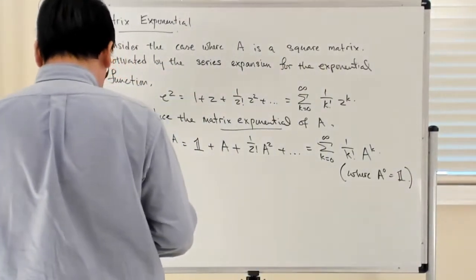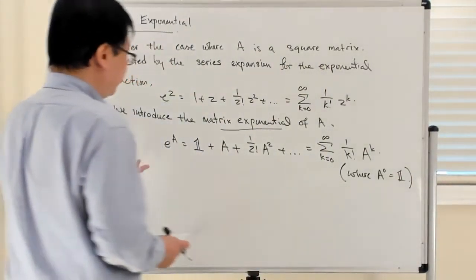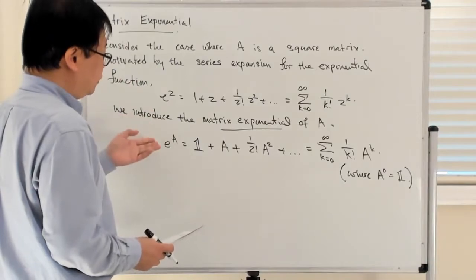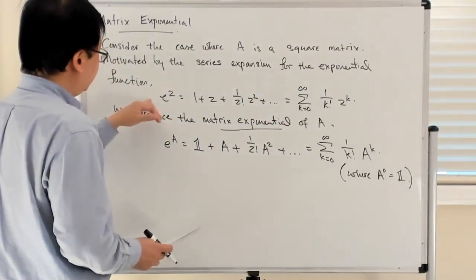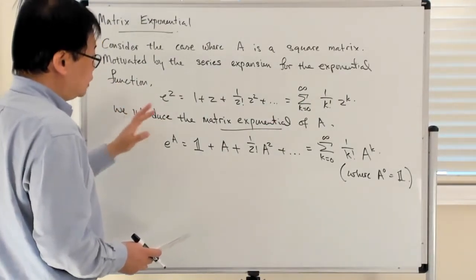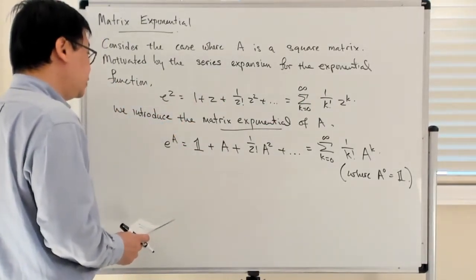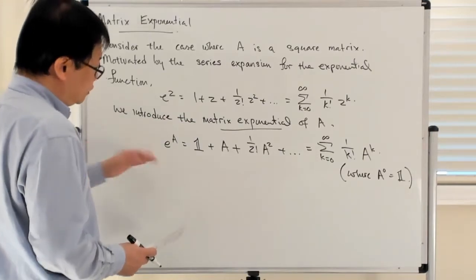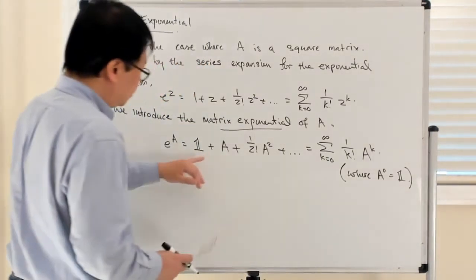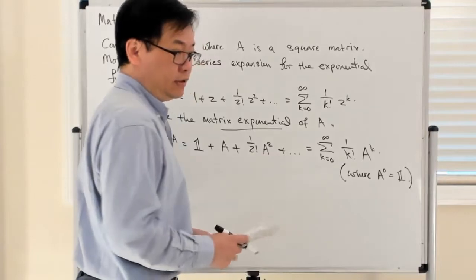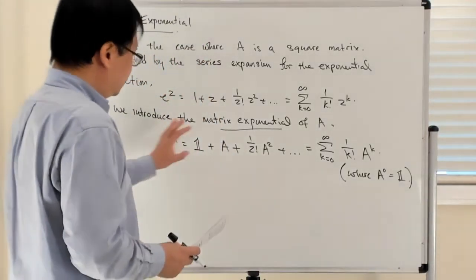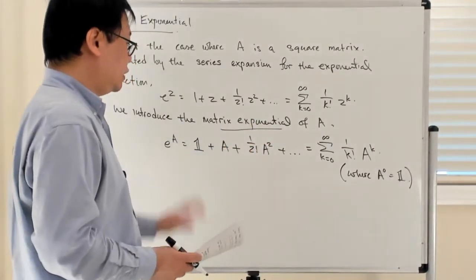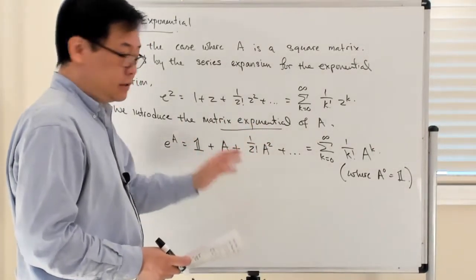Obviously, what we've done is to substitute this square matrix A for z, this complex value z, in the original definition of the exponential function expressed in terms of the series expansion. So that sort of makes sense, because all of the terms in this series remain square matrices of the right dimension. So as a formal series, this makes sense.